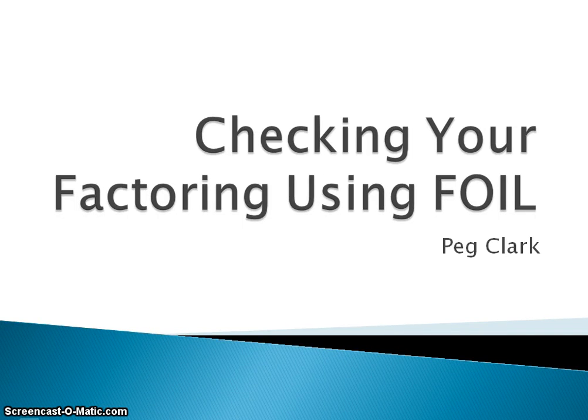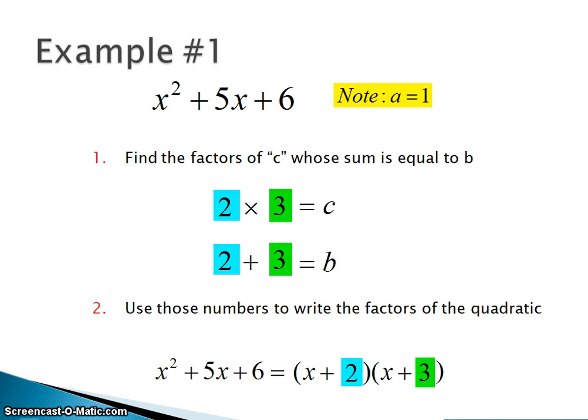Right, now after you factor, you will want to check your answer by using a process known as FOIL. Now, you probably learned this process in Algebra 1, but that was a long time ago. And so this is a quick review of the method called FOIL. Now, let's review factoring first.